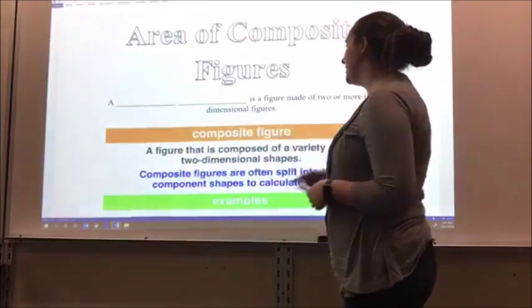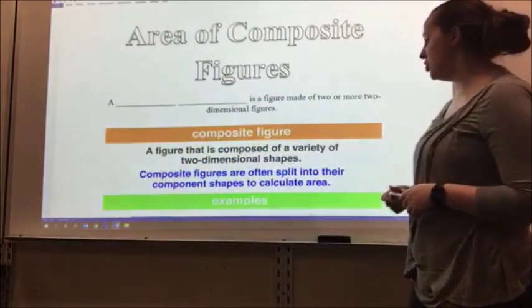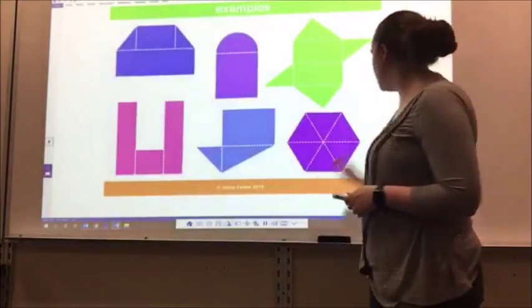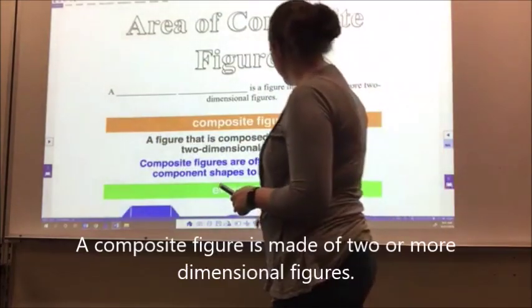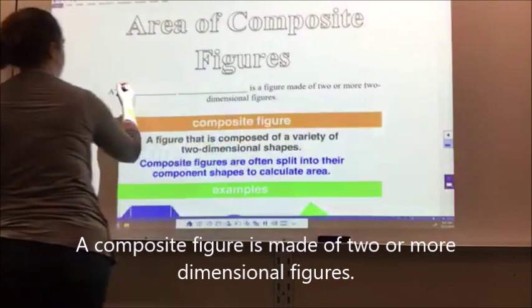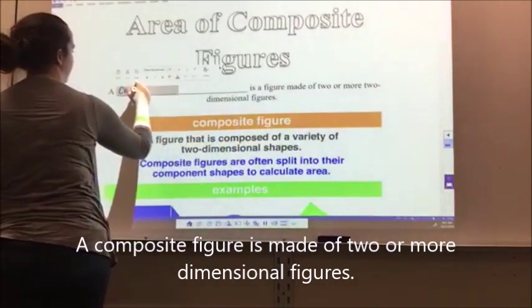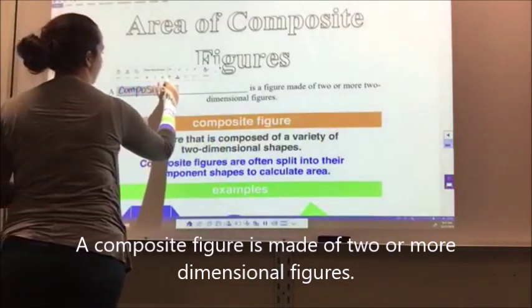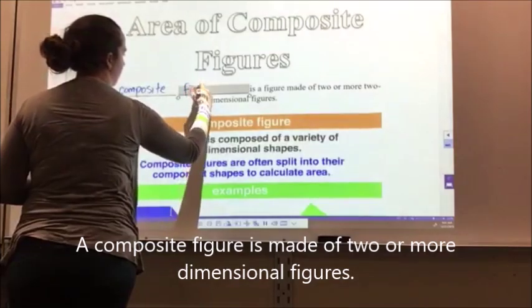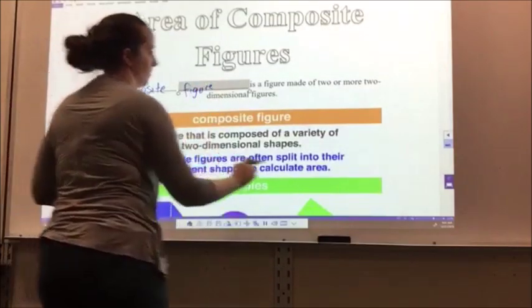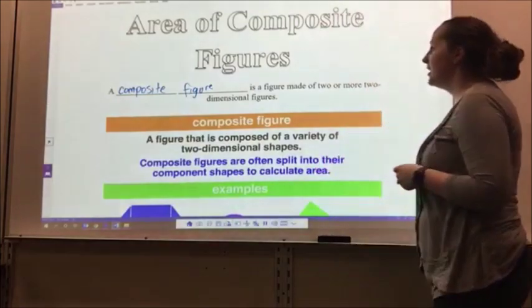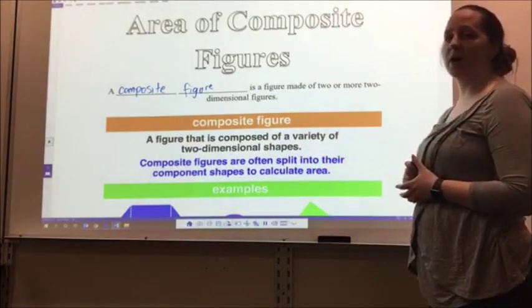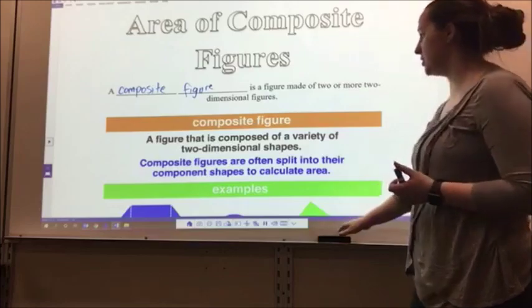A blank is a figure made of two or more two-dimensional figures. So in that blank, you're going to write composite figure. A composite figure is a figure made of two or more two-dimensional figures.